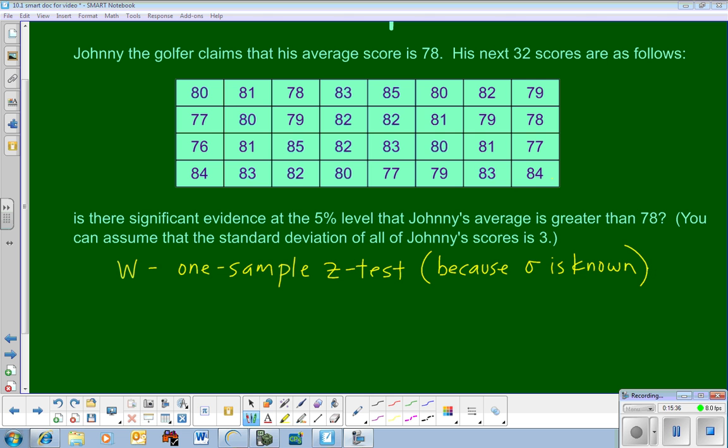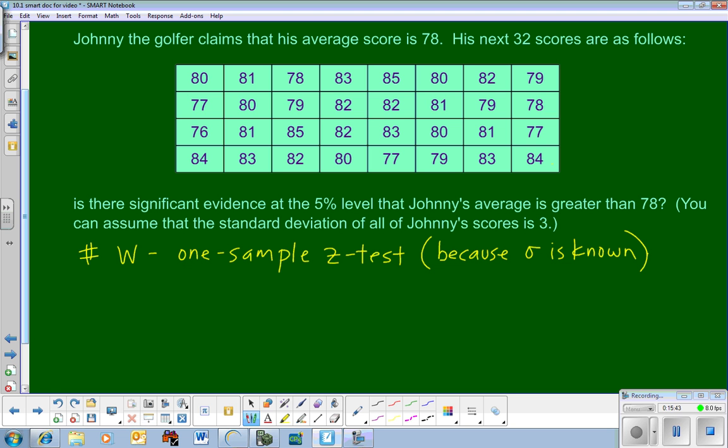On your AP test you don't need to write the W because that's just my thing for WHAPS. H, hypotheses. I've already kind of talked about these, but we'll write them again. Null hypothesis, Johnny the golfer, I assume you're telling the truth: mu equals 78. Alternative hypothesis, what I really think: greater than 78. Remember, in golf, greater is not good. All right? And you might be asked to write these in context.